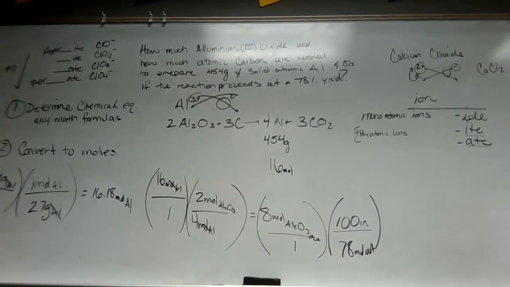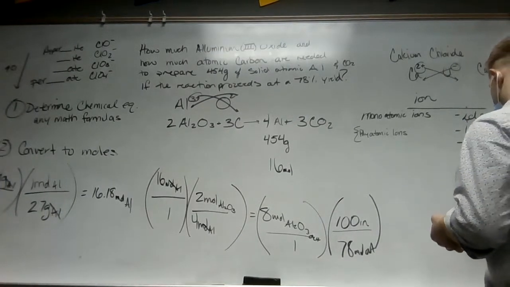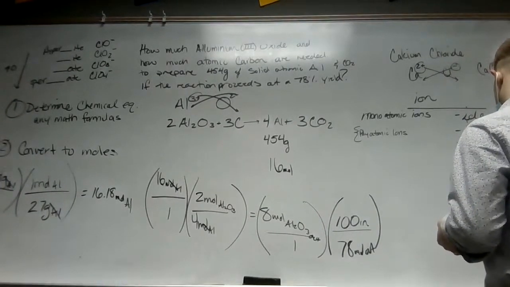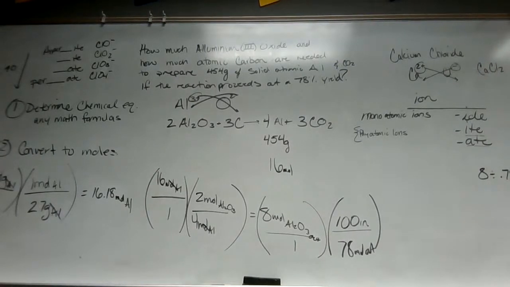For those of you that just want to see it mathematically, you have 8. We're going to divide it by 0.78, which is the decimal form of your 78%. Before you do that, you could take a step back and say, could this number get bigger or smaller? Any thoughts? Could this number be bigger or smaller?